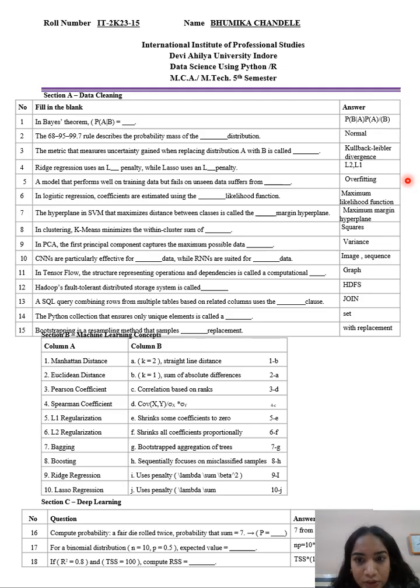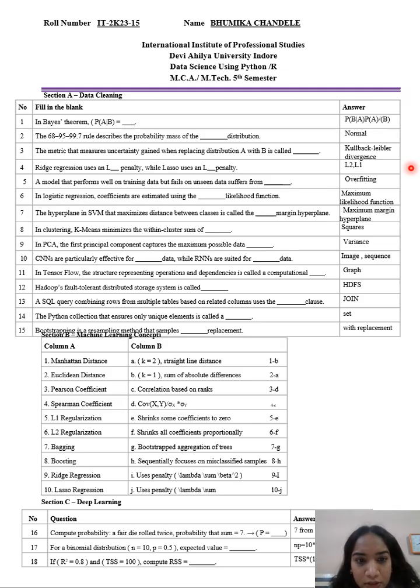The third question is, the metric that measures uncertainty gained when replacing distribution A with B is called dash. The answer is Kullback-Leibler divergence. This KL divergence measures how different two probability distributions are. Think of it as the information lost when approximating distribution A with B.